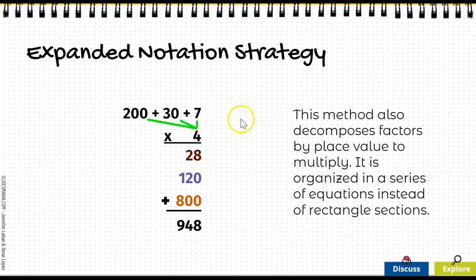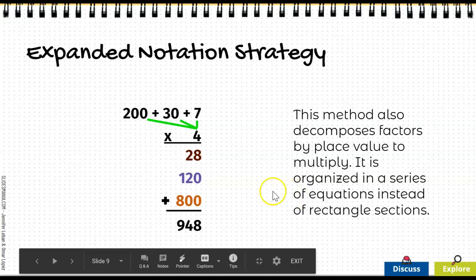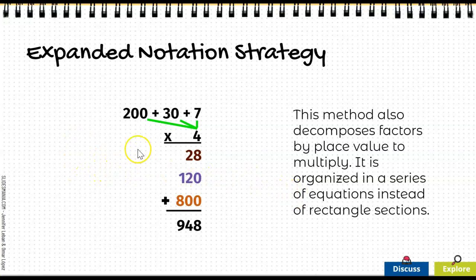The next one, expanded notation, and I explained this earlier too. This method also decomposes the factors by place value to multiply. It is organizing a series of equations instead of the rectangular sections. So we don't have the rectangular sections here like the area model, but it's been decomposed.